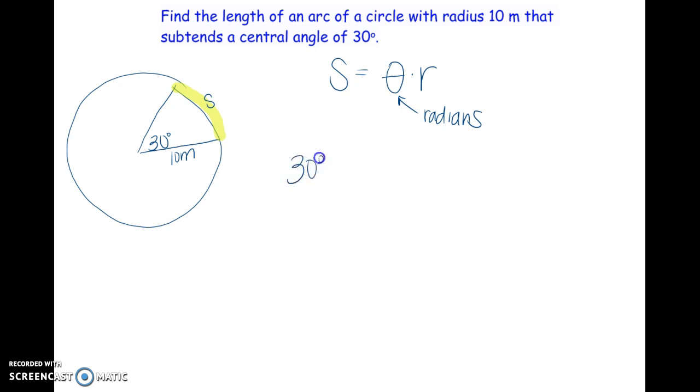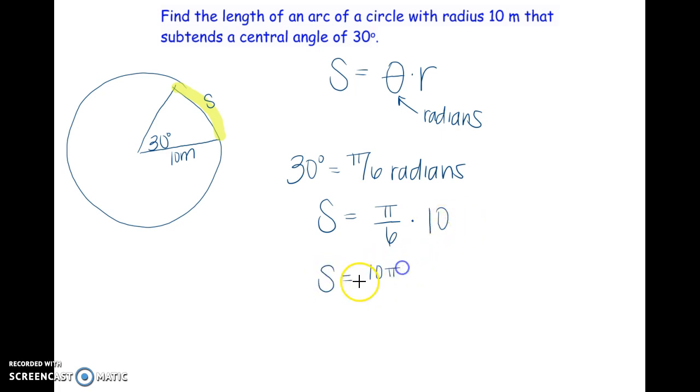But 30 degrees, that's something we're very familiar with. We know that that is equivalent to pi over 6 radians. So we're going to use pi over 6 radians in our formula. So our arc length is equivalent to pi over 6 times the radius, which we know is 10 meters. So multiplying this, we would get 10 pi over 6, which we know is equivalent to 5 pi over 3.